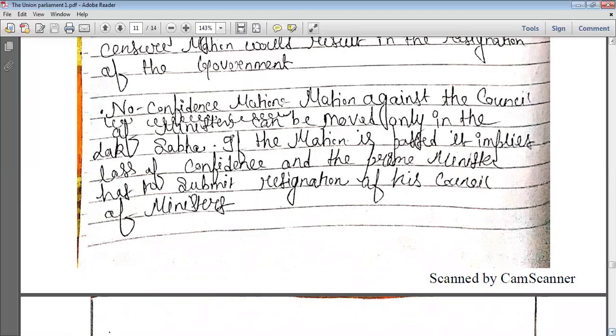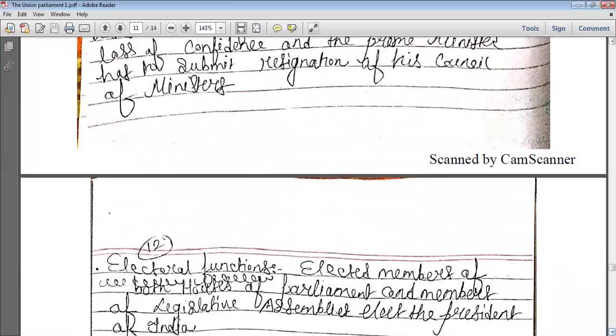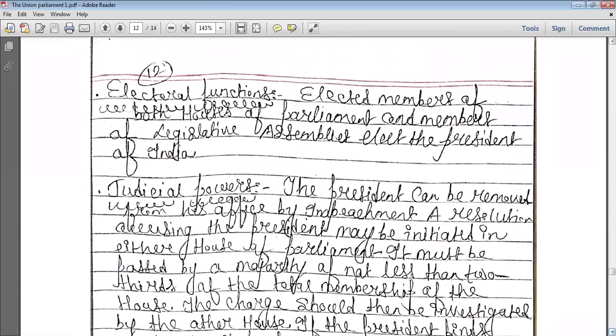If the council of ministers has lost the confidence, the prime minister has to resign, and the council of ministers together. Understood? Next, we would like to discuss the electoral function. That means how the speaker, the vice president, and the president get elected. Elected members of both the houses of the parliament and members of the legislative assembly elect the president of India.